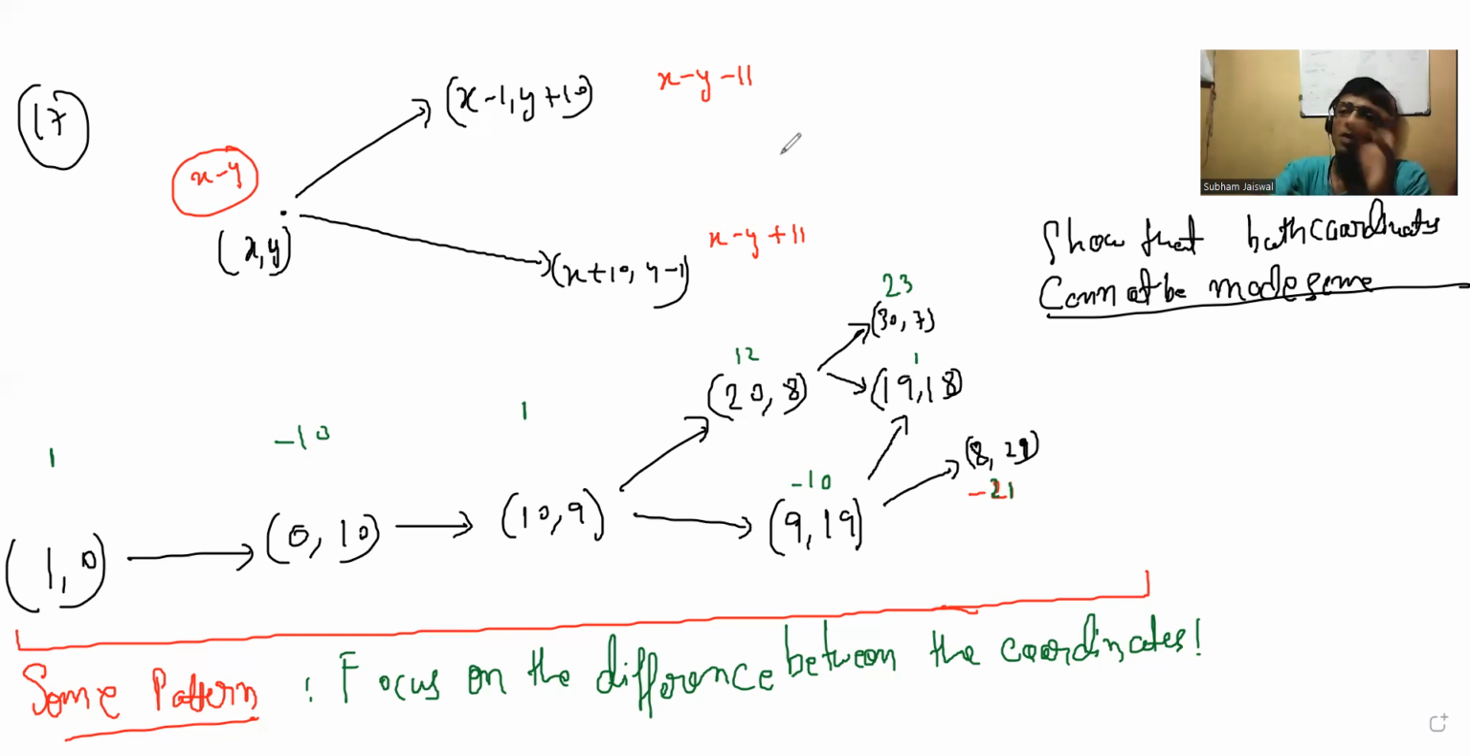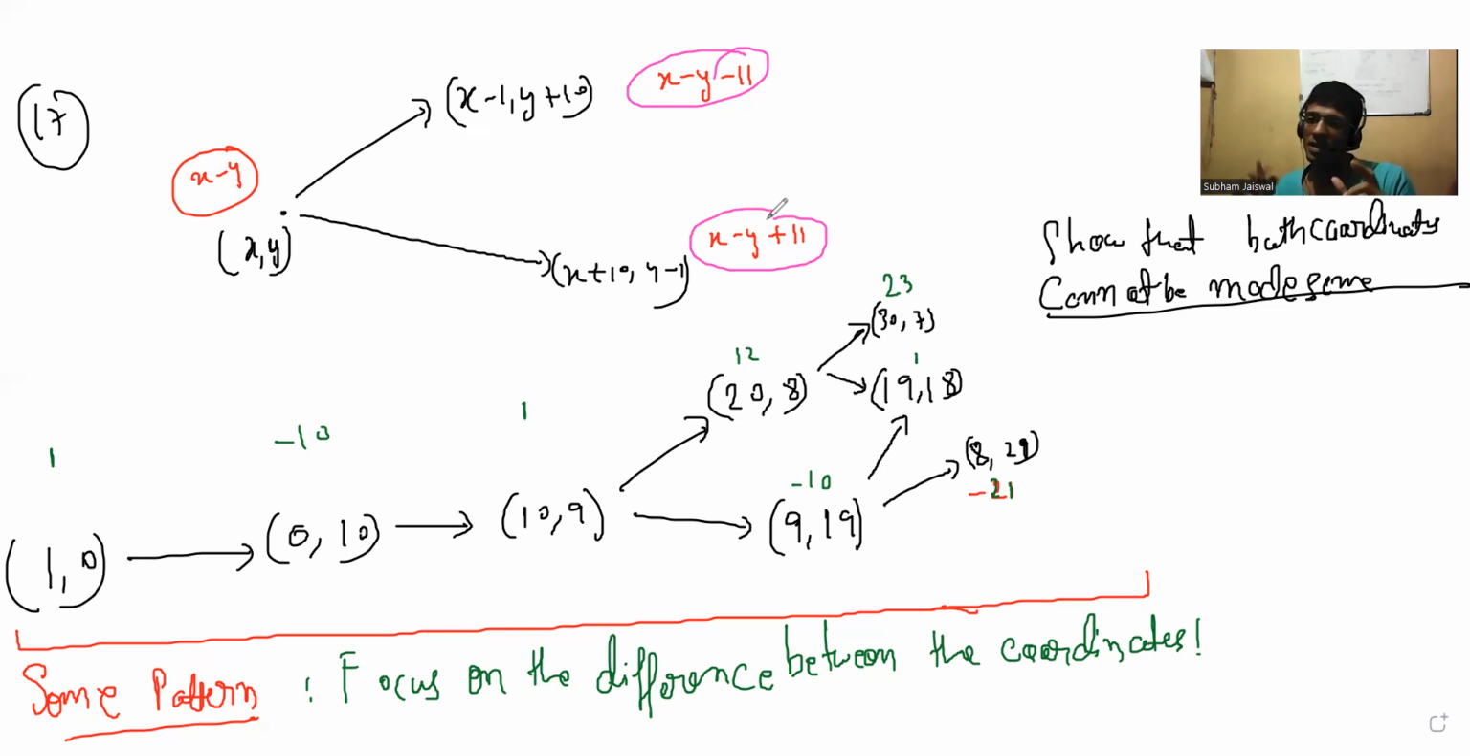Yes, if x minus y was not divisible by 11 initially, then it will never become divisible by 11. Good. That is the thing. If it was initially not divisible by 11, then it will never be divisible by 11. Because you can see what is happening, right? x minus y is becoming x minus y minus 11 or x minus y plus 11. If the difference initially was x minus y, or at any stage is x minus y, then it becomes these two things.